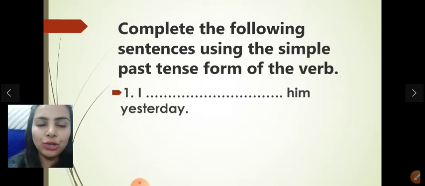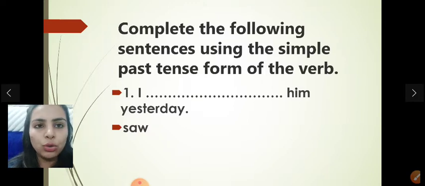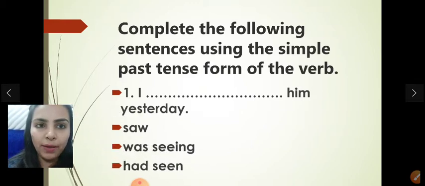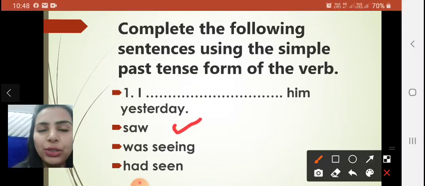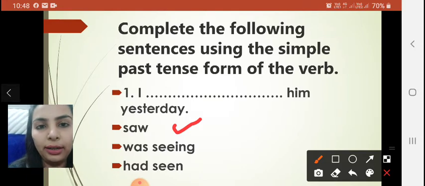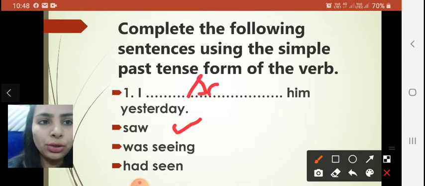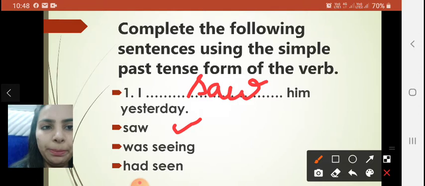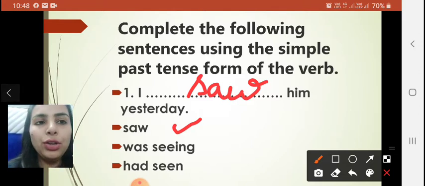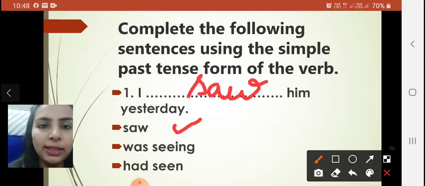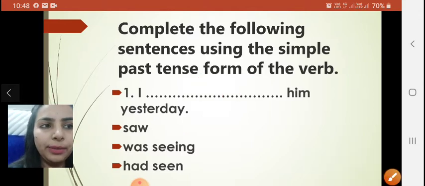First is, I blank him yesterday. So what will be coming in the blank? What do we have to write in the blank? I saw him yesterday, because saw is the irregular form of the verb see. I saw him yesterday. Okay. See the next sentence.